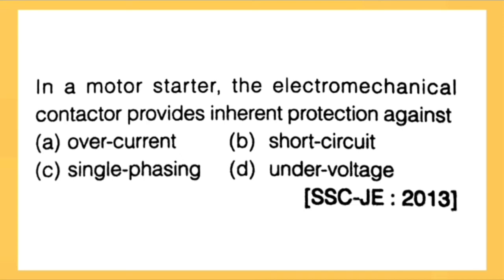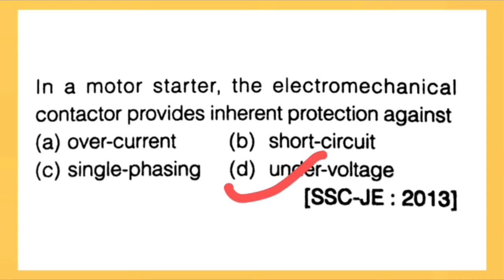Next question is, magnetic blowout coils are generally used in, options are vacuum circuit breaker, air break circuit breaker, air blast circuit breaker, and oil circuit breaker. Correct answer is air break circuit breaker.